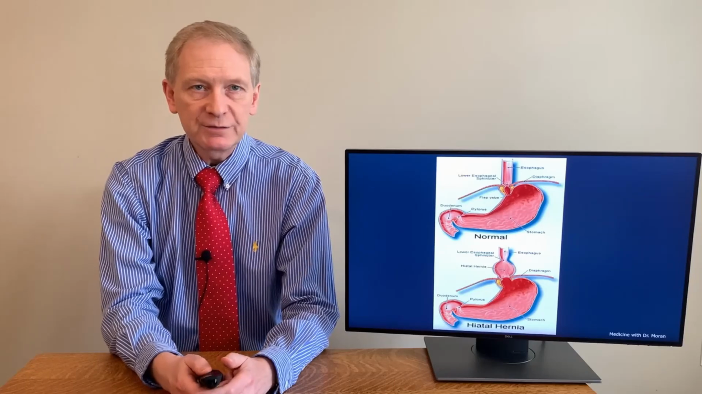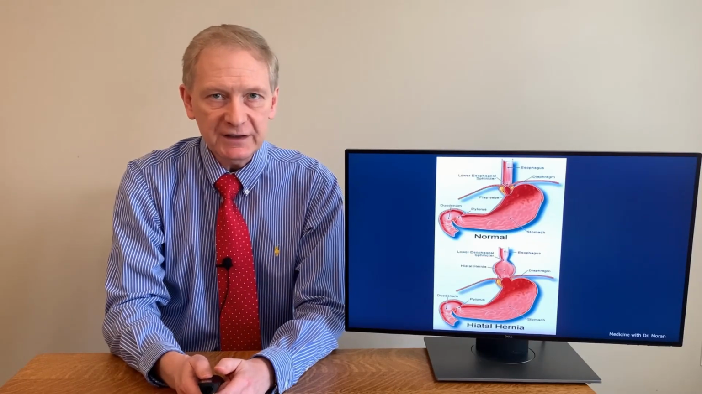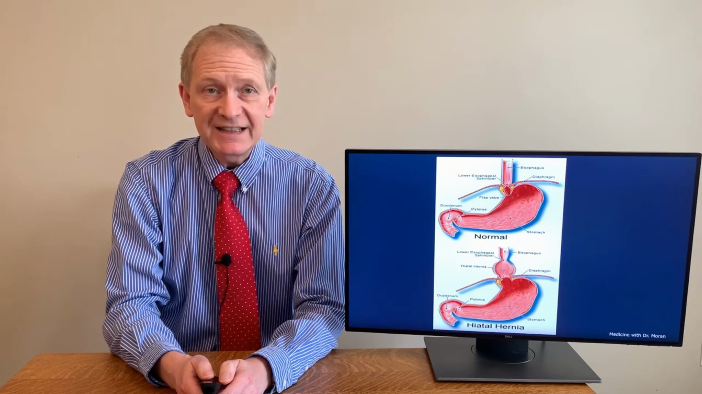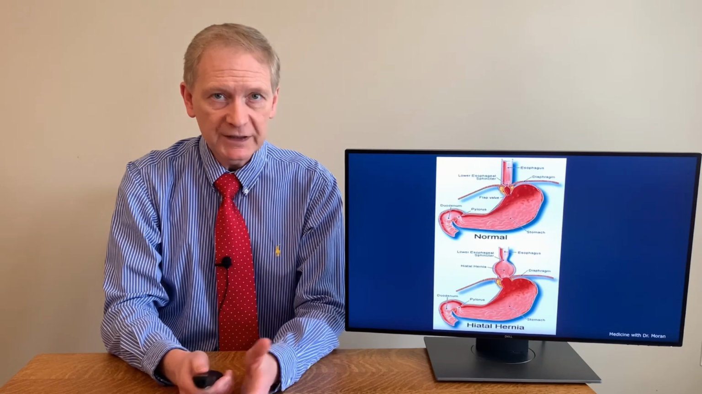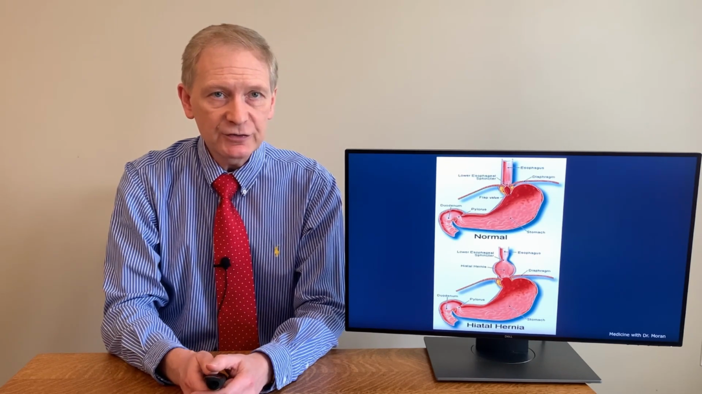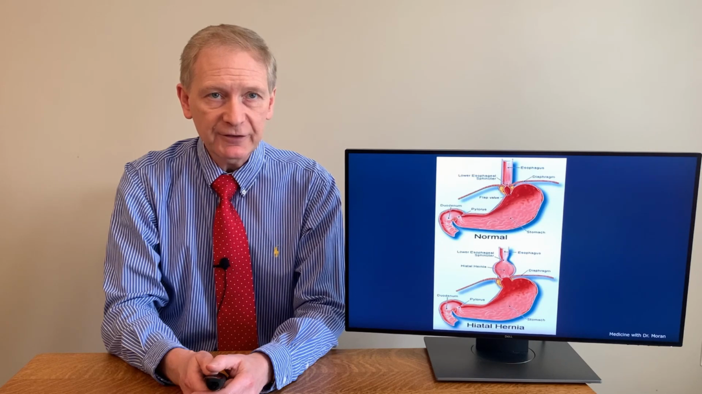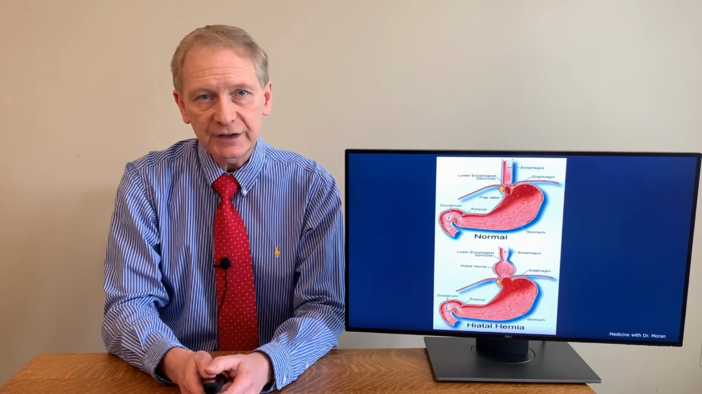A hiatus hernia is more common in people over the age of 50. Obesity and pregnancy are also contributing factors. The exact cause is unknown, but it's likely related to loosening of the connective tissue around the diaphragm that occurs with advancing age. There's no way to prevent a hiatus hernia.